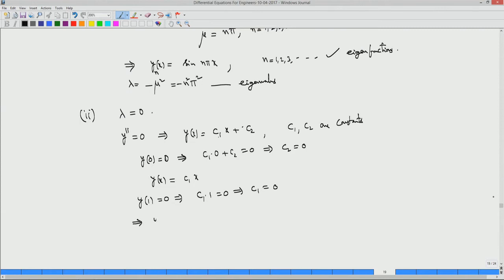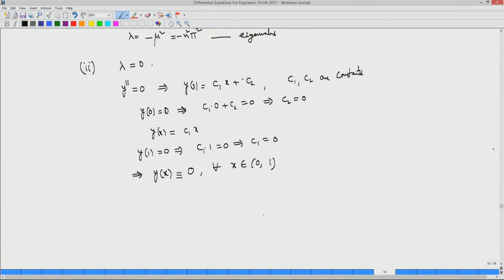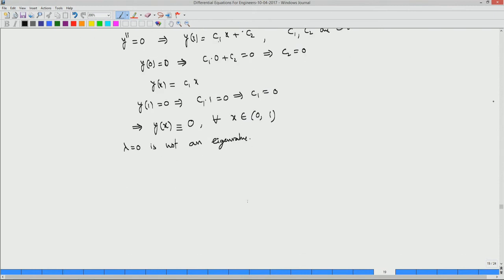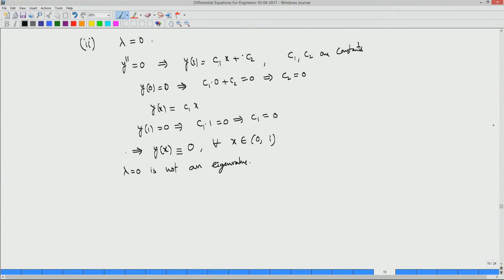So what is your y(x) now? What you got is that C1 and C2 are both 0, so y is identically 0 for every x in (0, 1). That means lambda equal to 0 is not an eigenvalue. You do not have eigenvalues or eigenfunctions corresponding to lambda equal to 0, because you do not have a non-zero solution there.